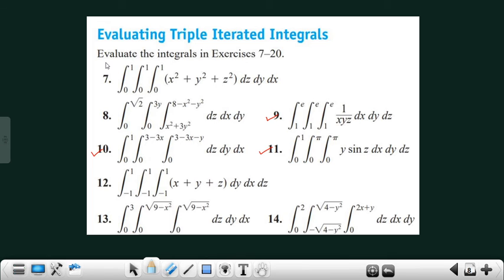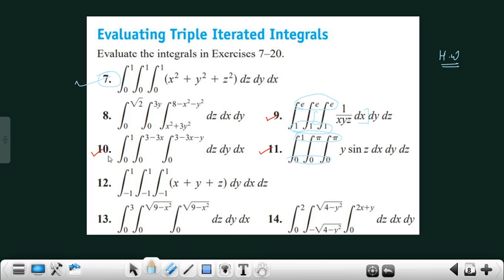Let us consider some problems for homework. Now we evaluated this problem number 7. Try these problems 9, 10 and 11. In this problem all the limits are constant limits of integration. Here also it is constant. In 11 also constant limits of integration. Here also it is constant limits of integration. So do this first integral, then do the same procedure.